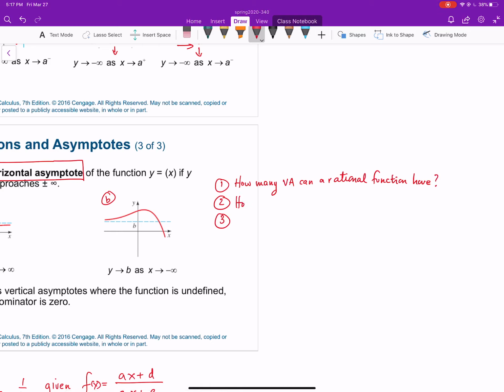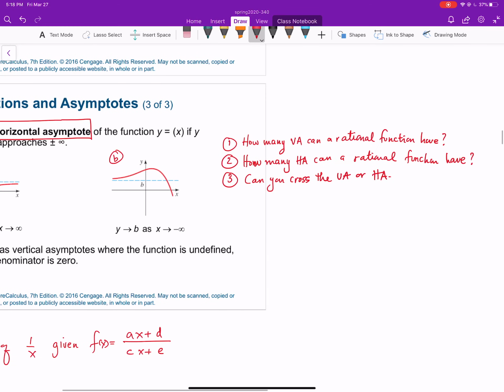And then how many horizontal asymptotes can a rational function have? And then can you cross a VA or HA?